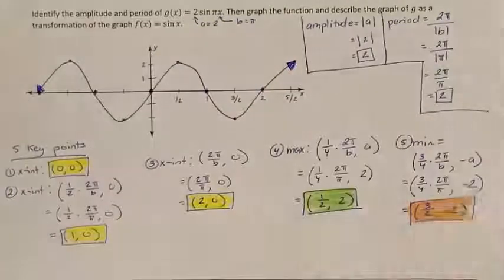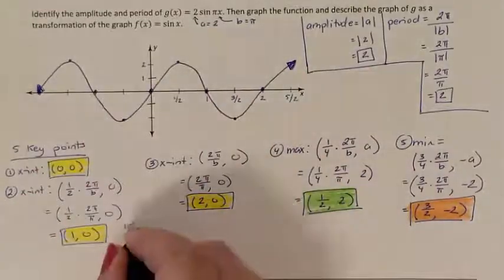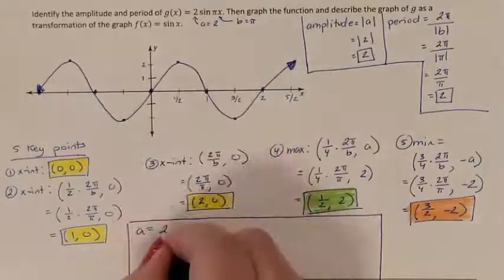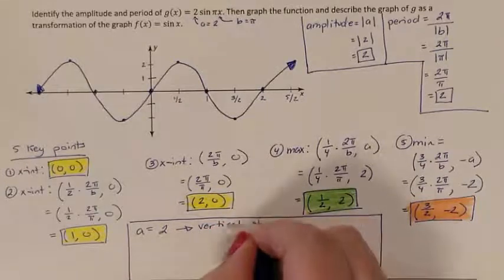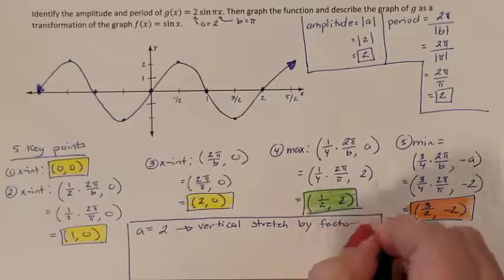There's my sine graph. Now I just need to describe the transformation. So your A and your B describes the transformation for you. Because my A is 2, A does a vertical stretch or shrink. Because it's bigger than 1, it's a stretch. So this is vertical stretch by a factor of 2.